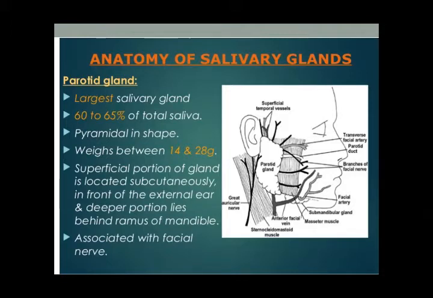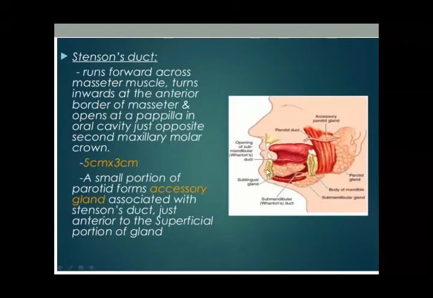It is associated with the facial nerve. Parotid gland: Stensen's duct. The duct through which saliva moves from the parotid gland is called Stensen's duct. It runs forward across the masseter muscle, turns inwards at the anterior border of the masseter and opens at a papilla in the oral cavity just opposite the second maxillary molar crown. This is the parotid gland. This is the parotid duct.